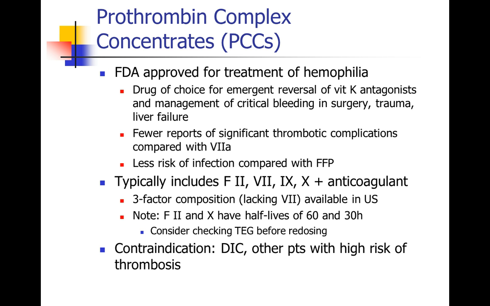Keep in mind that factors 2 and 10 have half-lives of 60 and 30 hours. So unlike factor 7, which needed to be redosed every couple hours, with PCCs you may only need to dose one time and be done. If you think you need to give a second dose, you should probably check a thromboelastogram or some other detailed study of the coagulation in your patient before drawing up another dose, because this is also an expensive drug. And like factor 7A, it shouldn't be given to patients who are in DIC or have a high risk of thrombosis.